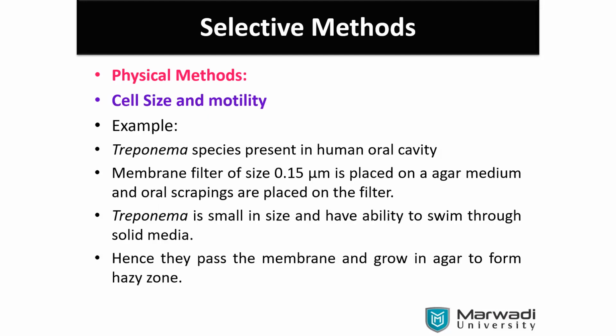Physical method, cell size and motility. Like another example, sometimes we are looking for motile cells, and non-motile cells are also there. Here I'm not sure if it is there or not. One method is called the hanging drop method. Into it, we can check the motile cell. Motility of the cell can be observed under the microscope.